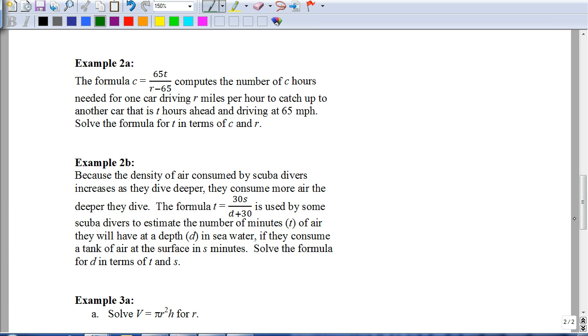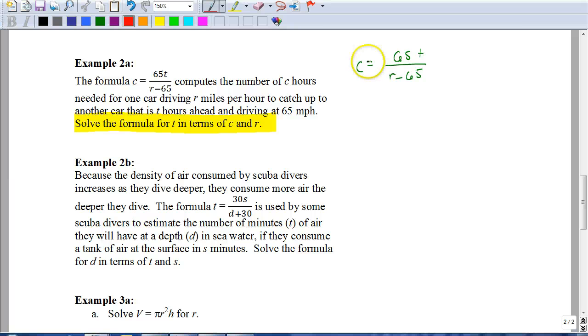Okay. Let's look at one last example. This example, at least for this part of the video, says C equals 65t, all divided by r minus 65. It says to solve the formula for t in terms of C and r. So what that means, remember, is we want to get the t by itself. Now again, we're looking at some different problems. You might wonder, well, how do I get the t by itself? Just remember what we were doing in the last lessons.